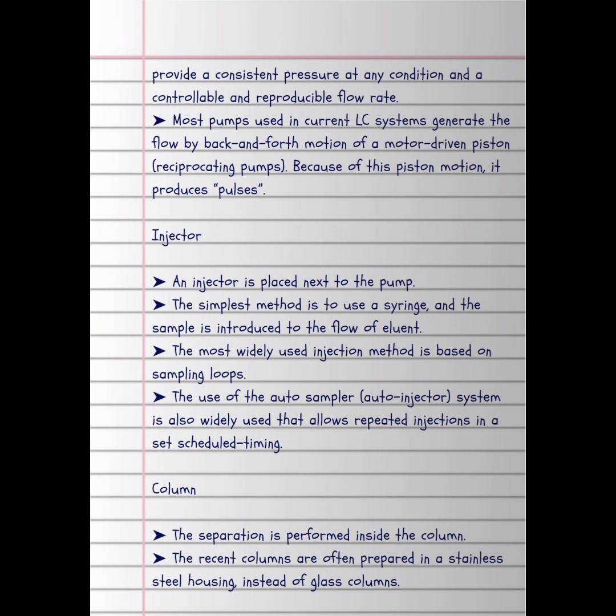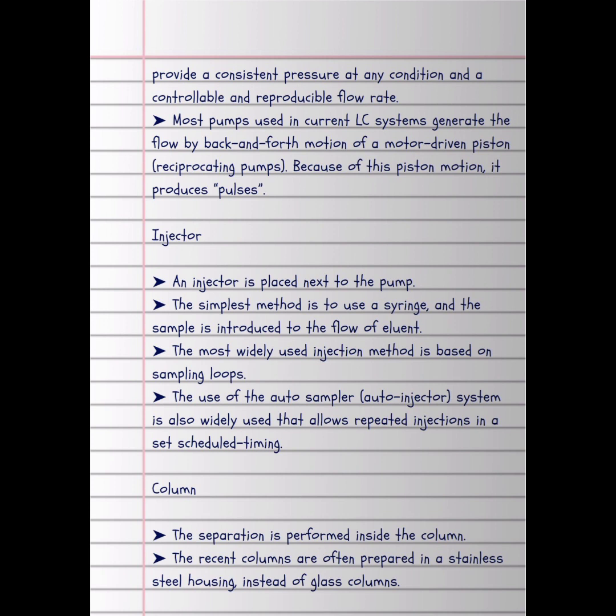Most pumps used in current LC systems generate the flow by back and forth motion of a motor-driven piston, reciprocating pumps. Because of this piston motion, it produces pulses. Injector. An injector is placed next to the pump. The simplest method is to use a syringe, and the sample is introduced to the flow of eluent. The most widely used injection method is based on sampling loops. The use of the auto-sampler, auto-injector, system is also widely used, which allows repeated injections in a set scheduled timing.